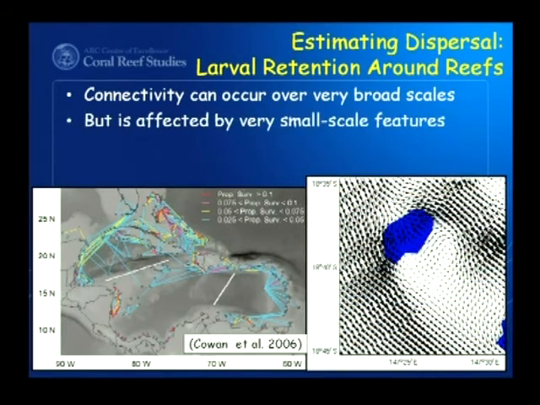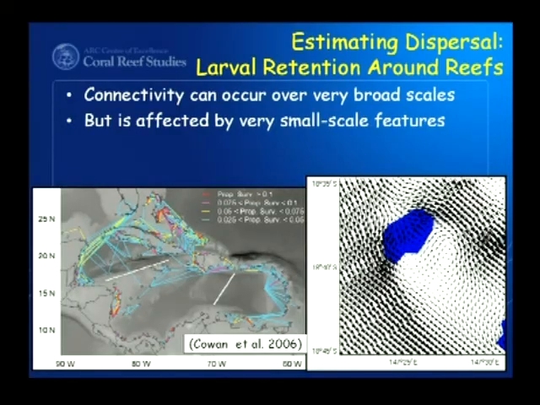At the same time, the transport of larvae is affected by extremely small-scale features illustrated here. So the blue blob is a reef. The arrows represent what ocean currents are doing. You can see there's this quiescent area behind the reef where an eddy is formed in the wake of the reefs. And we know from plankton tows and so forth that larvae accumulate in these wakes, and they can, in some cases, stick around for several days.